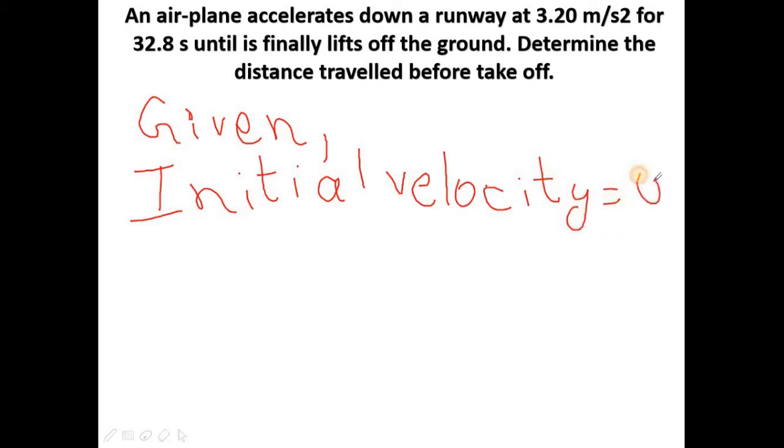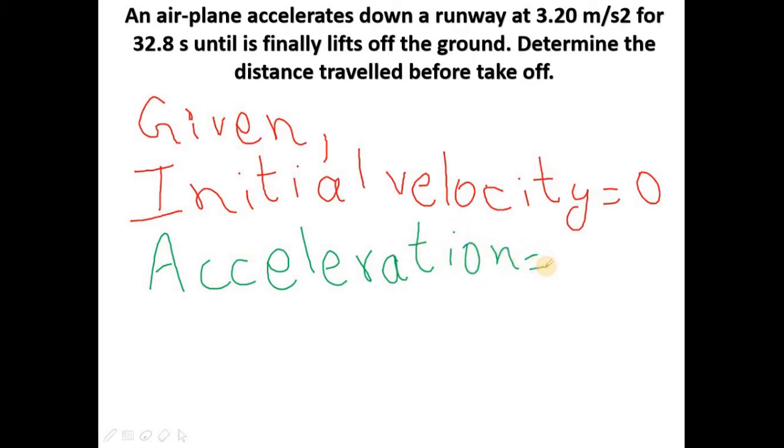So first we'll write the information given to us. Given, we have been told that the flight was at rest first, so the initial velocity would be equal to 0. Now the acceleration is also given to us. We have seen in the question what the acceleration is. It's nothing but 3.20 meter per second square.